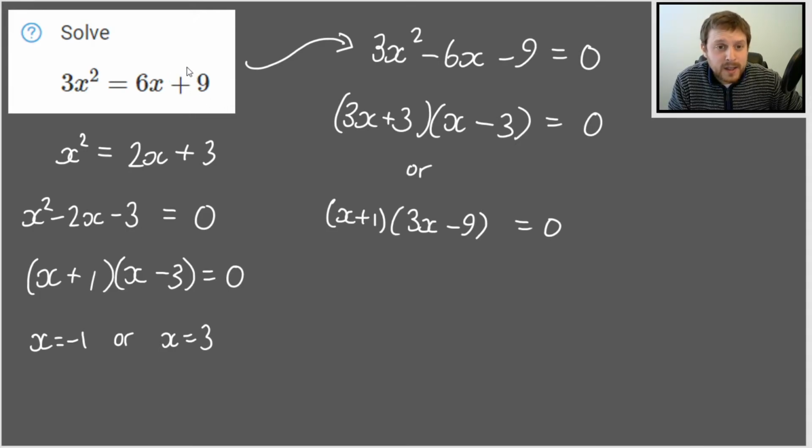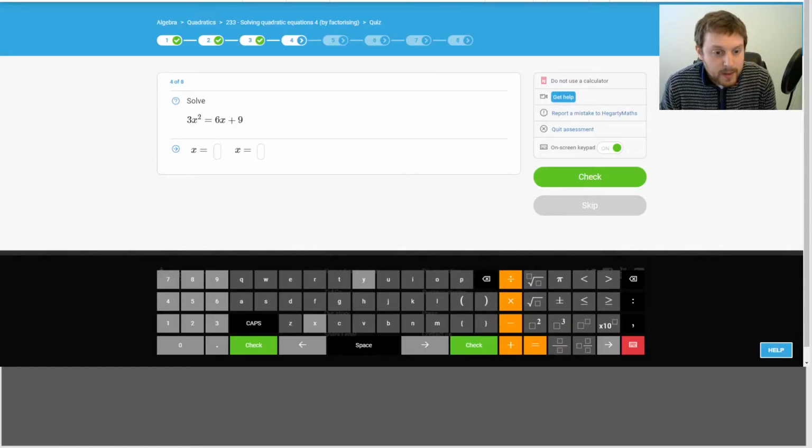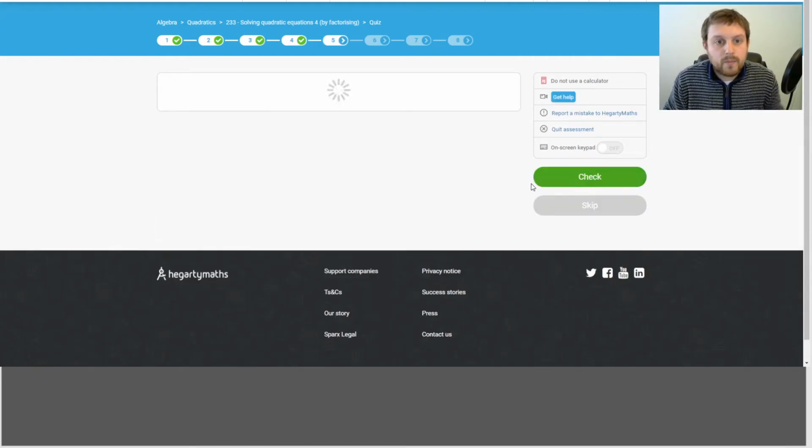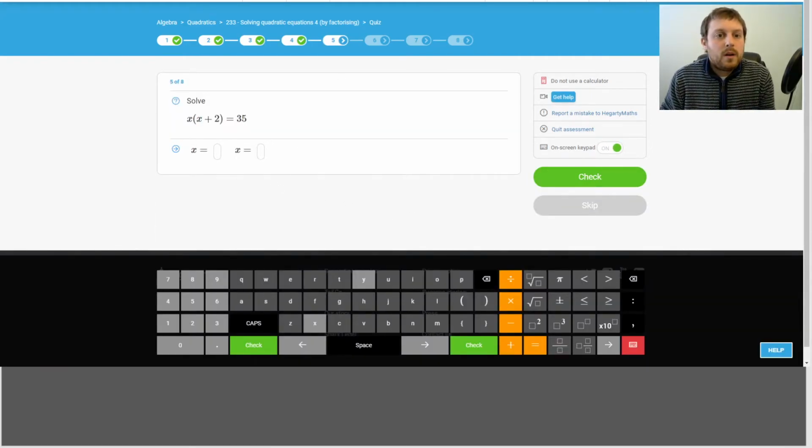My recommendation is if you can divide through by a number, then you should divide through by that number. So I would just divide everything through by 3 and be solving this because it's a bit easier. Okay, so anyway, x is either minus 1 or x is 3, so we need to type that in.